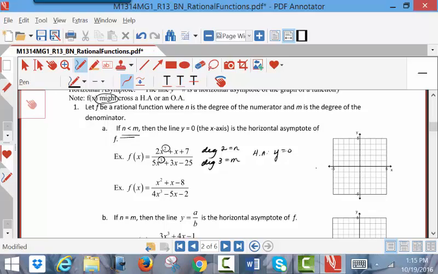It's the x-axis. Right here is the line y equaling 0. It is the x-axis.